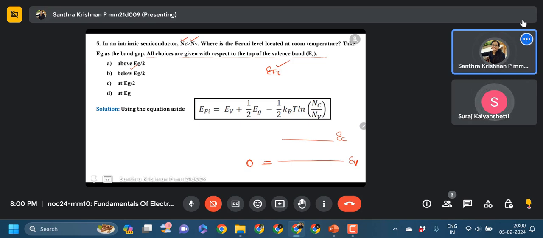Yeah, the same thing: the top of the valence band. That's correct. So this is your EFi, and since your valence band is the reference, this term becomes zero.